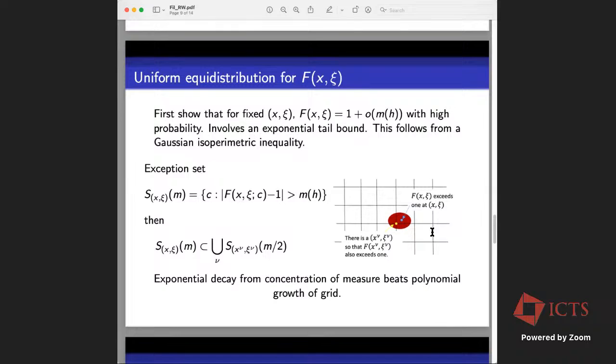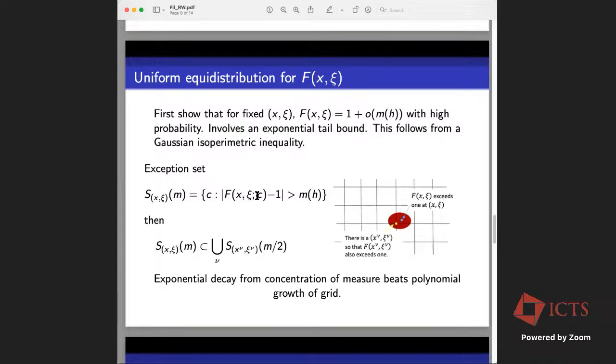So I put on my grid and I say, well, if I exceed 1 at a point x, xi, I can find a grid point nearby at which I exceed 1 as well. So my exception set, my continuous exception set, is contained inside a discrete exception set. And the number of terms in this discrete exception set grows polynomially, but each of the terms has an exponential decay in its probability. And so I win because exponential decay beats out the polynomial growth. And that's a fairly standard way of proving uniform equidistribution.